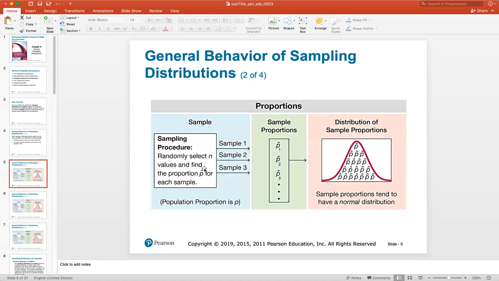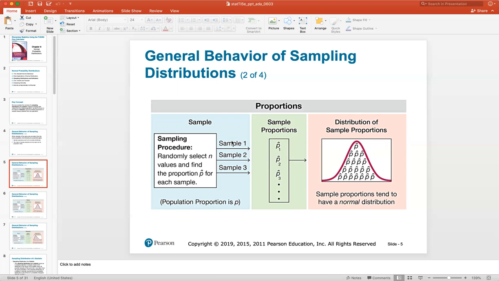Now I told you the sampling procedure. Look at this: randomly select n values and find the proportion p hat for each sample. Keep in mind that the symbol p hat is always used to denote the sample proportion. Not just a single sample. We construct many samples: sample one, sample two, sample three. We select n values randomly, not just one time, but many times.